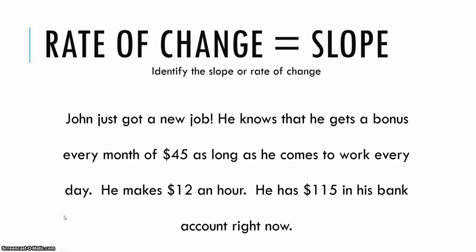Here, John just got a new job. He knows that he gets a bonus every month of $45 as long as he comes to work every day. He makes $12 an hour. He has $115 in his bank account right now. So per hour, that is a rate of change. So 12 is our slope.